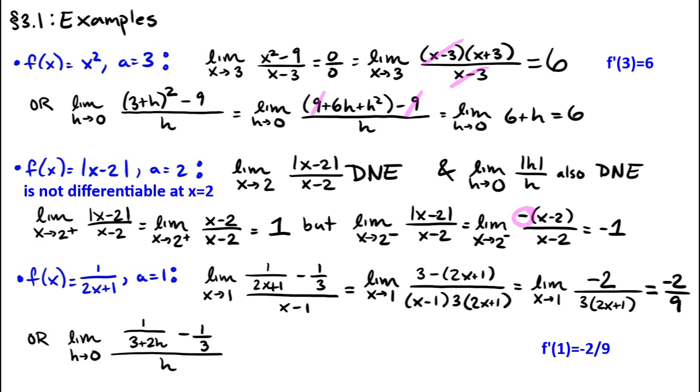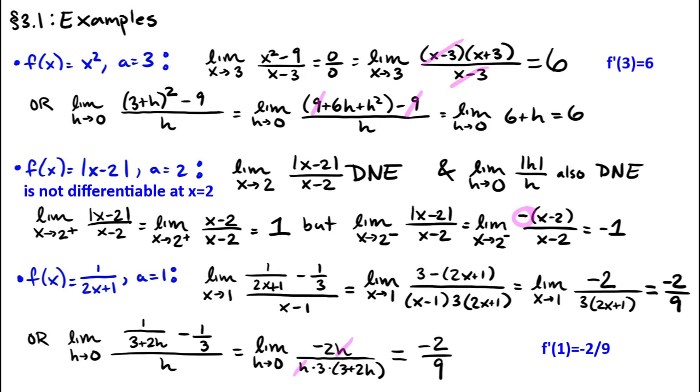And now if we combine fractions as we did before, in the denominator you're going to wind up with h, 3, and 3 plus 2h. And in the numerator, you should be left with minus 2h. So if you cancel those h's out, and then use substitution, we get negative 2/9 again.